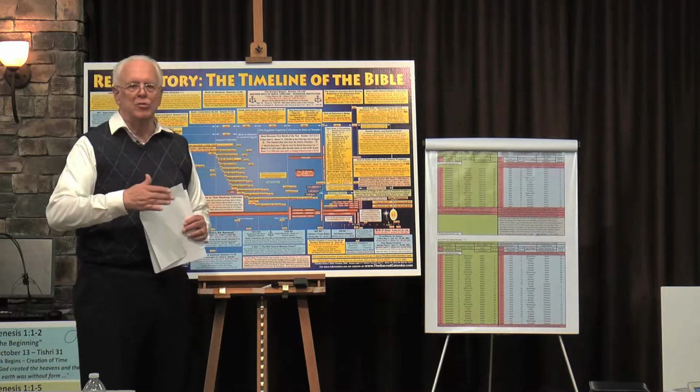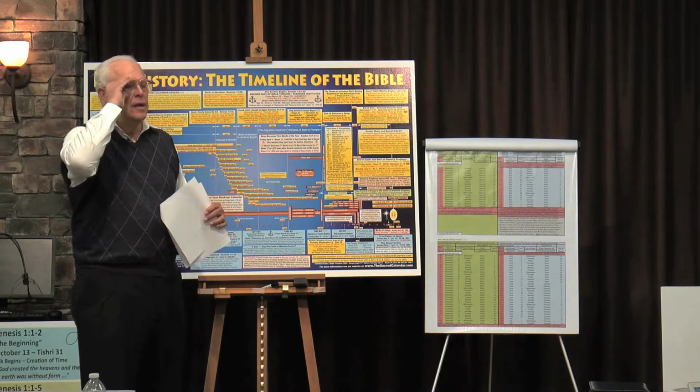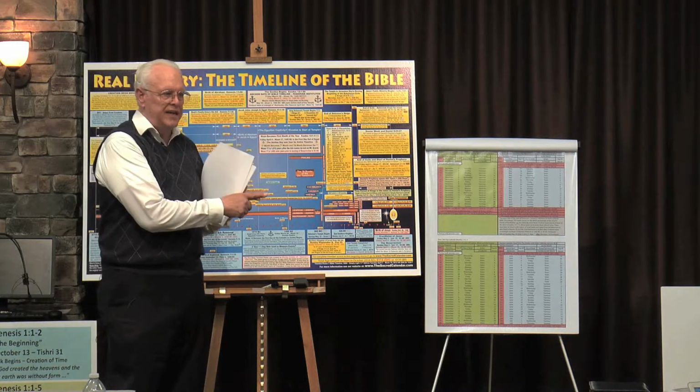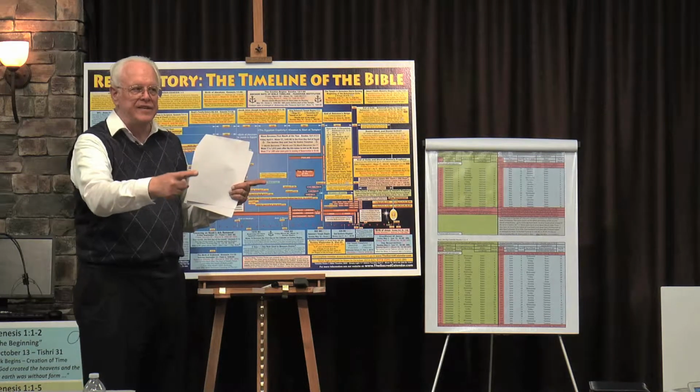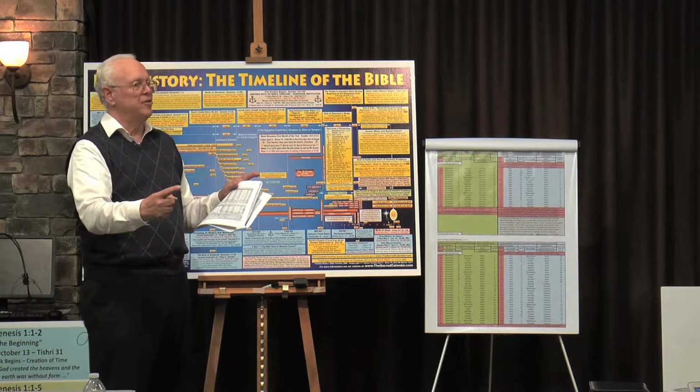And it says the water was on the earth for a total of 150 days. It starts on the 17th day of the second month. It ends on the 17th day of the seventh month. Now some people say, well, that shows a 30-day month. No, it doesn't.